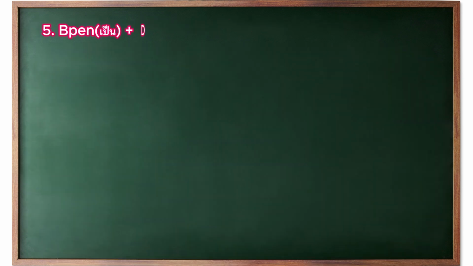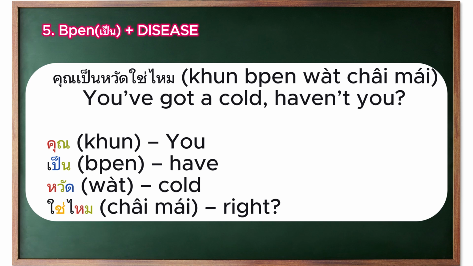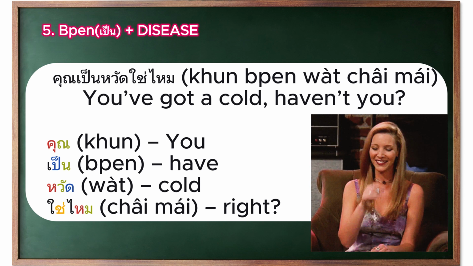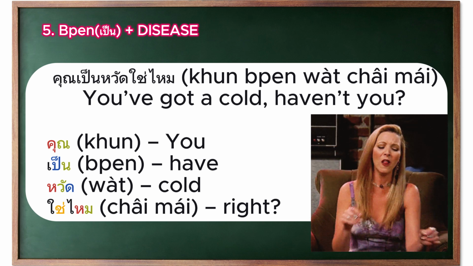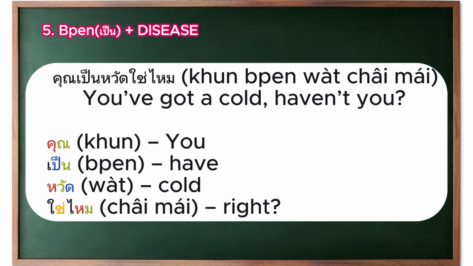Lastly, we use been with diseases and illnesses, where English uses to have or to get. Let's see some examples. คุณเป็นหวัดใช่ไหม, You've got a cold, haven't you? คุณ means you. หวัด means cold. ใช่ไหม, right? This is a question tag used to seek confirmation. เป็น, have. Used here to indicate the state of having a condition or illness.